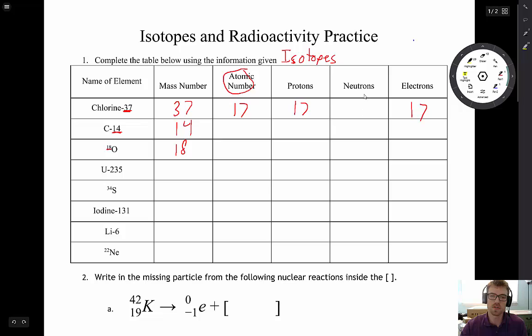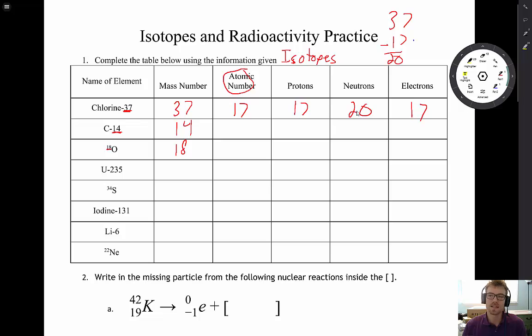The final thing we need to do is find out our neutrons. Remember, to find the number of neutrons, we take our mass and subtract the number of protons. So 37 minus 17 is going to give us 20, and so our number of neutrons will be 20. All the rules that you've done before are all the same.